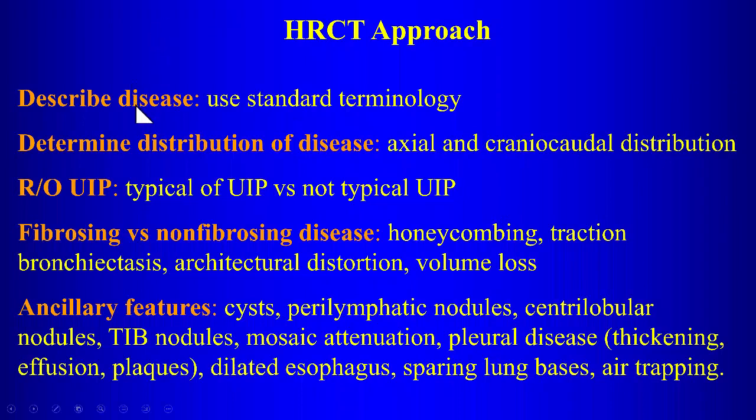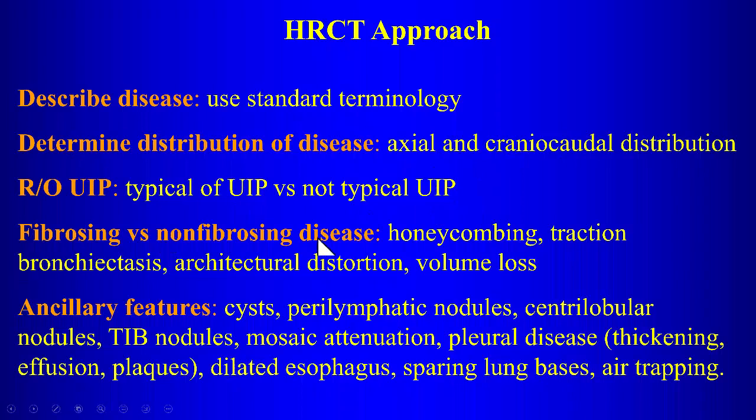So we want to be able to describe the findings using standard terminology. We want to determine the distribution of disease, axial and craniocaudal. Axial meaning, is it perihilar central, or is it more in the periphery, versus craniocaudal, top of the lung, bottom of the lung. One of the most important things is you want to rule out UIP. We want to decide, are the findings typical of UIP or not typical of UIP? And we'll talk about why that is important.